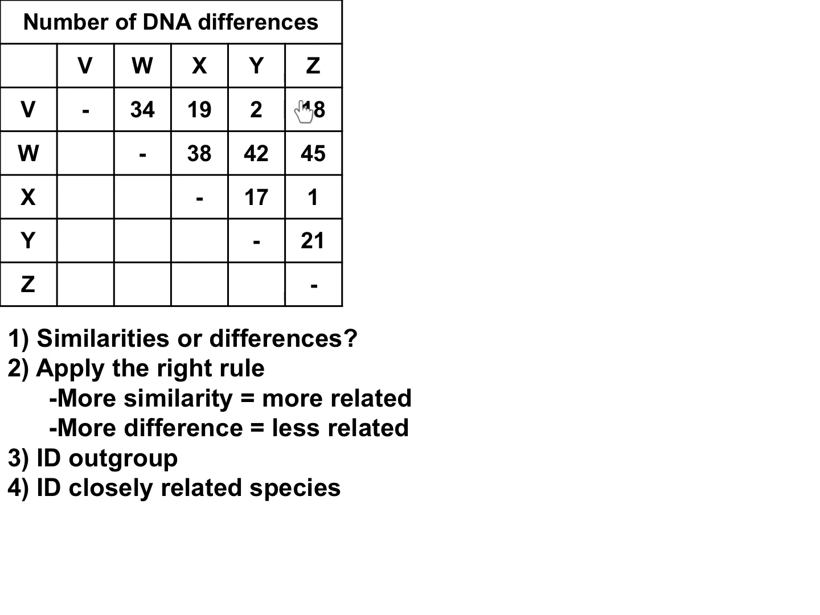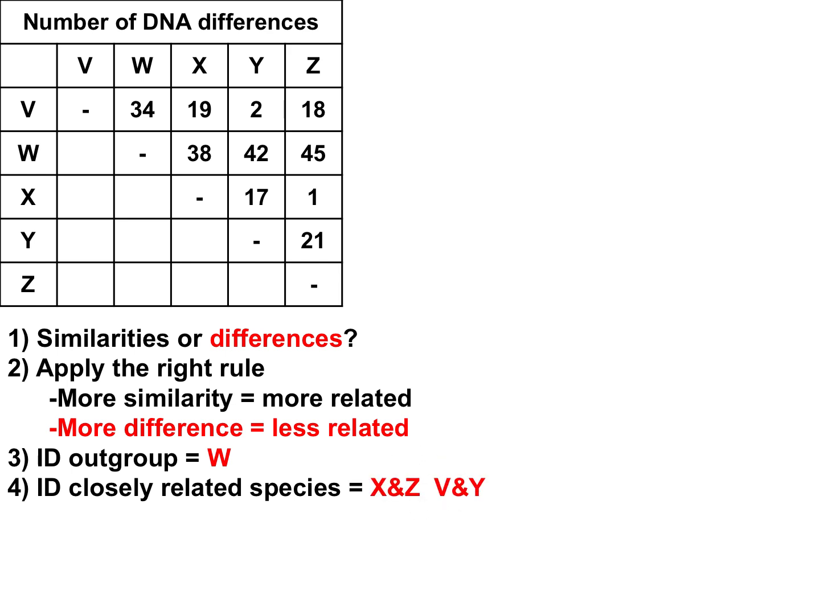Similarities or differences? Well, this is DNA differences. So high differences means less related, and low differences means more related. The outgroup would have the highest differences compared to other species, so it looks like that's species W here that has all the highest numbers. Write that down here, and now closely related species have the lowest numbers. Right here, X and Z only have one difference, and V and Y only have two differences. So those two sets are closely related.